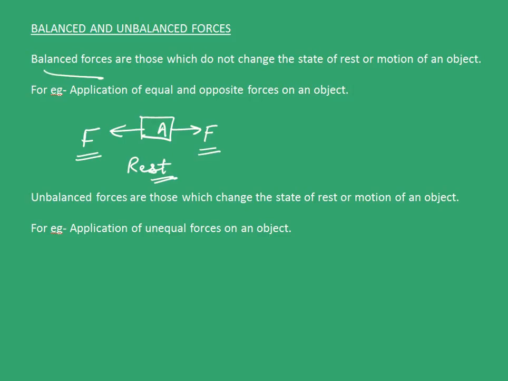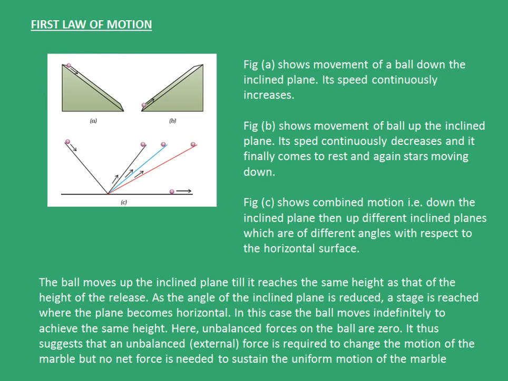Now, unbalanced forces are those which change the state of rest or motion of an object. Application of unequal forces on an object is an example. So, again, I take the body A, apply force F in this direction, and now, this time instead of applying F in this direction, I apply 2F. So, here we see one of the forces is greater than the other force. Hence, the body starts moving in this direction, that is the left direction. Hence, the body from rest starts moving, and this is the case of unbalanced forces. Having understood what are balanced and unbalanced forces, now let's move on to first law of motion.